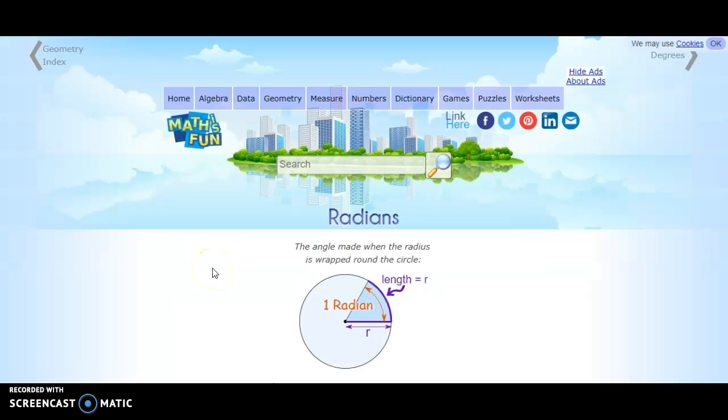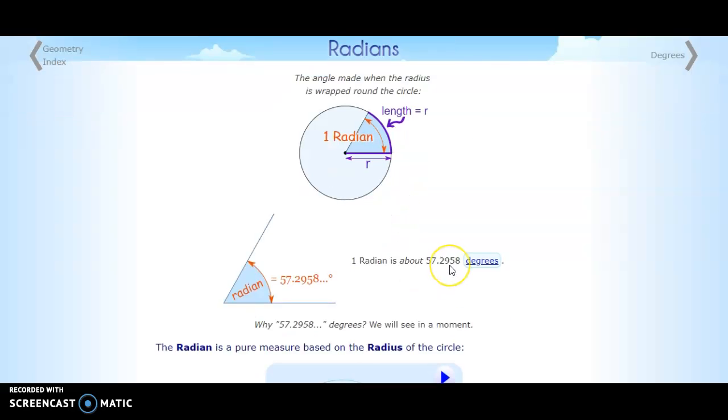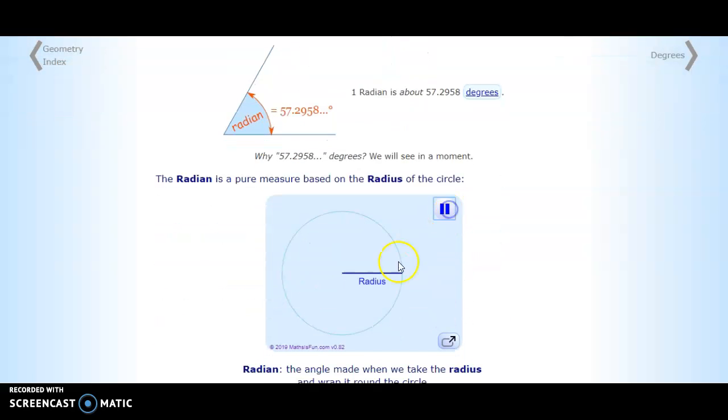And our last topic for the day today is radians. A radian is another way to measure an angle besides degrees, and it's what we're going to use a lot in trigonometry. So by definition, a radian is the angle that's made when the radius is wrapped around a circle. So let's show you what I mean by that. If we take our radius and we wrap it around the circle, it creates this wedge, and the angle of that piece of pie is considered 1 radian.